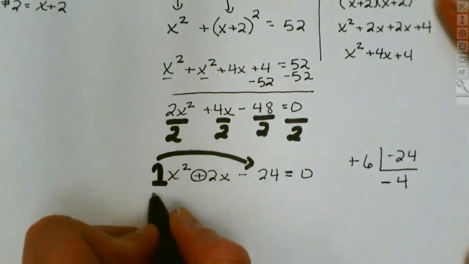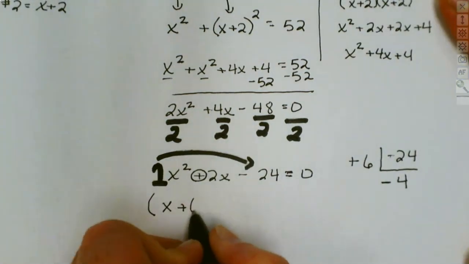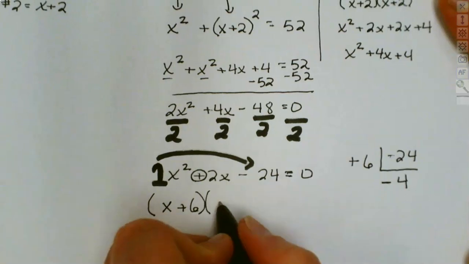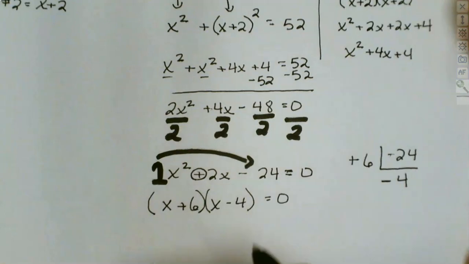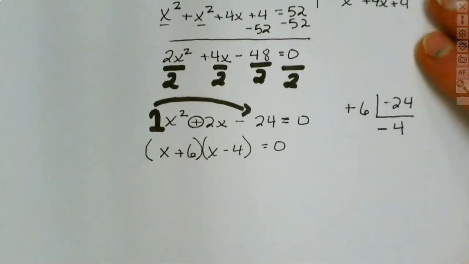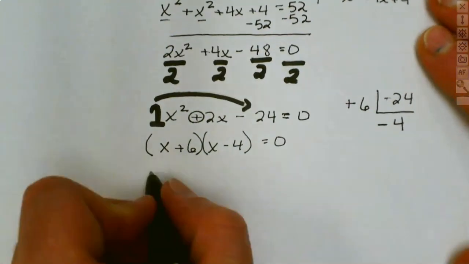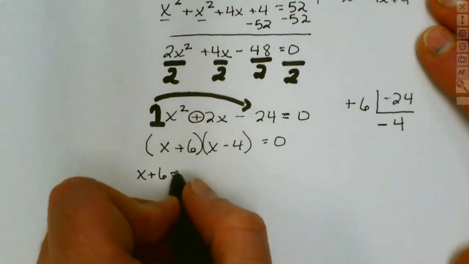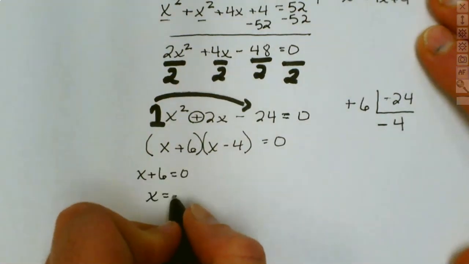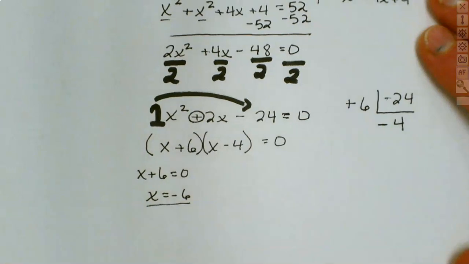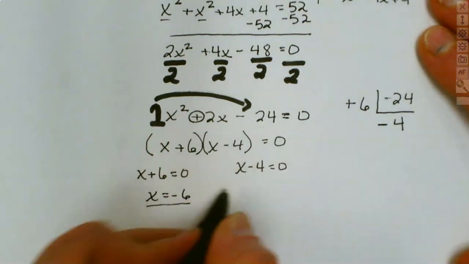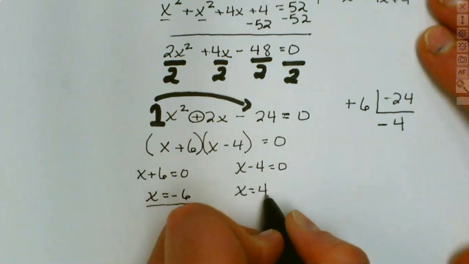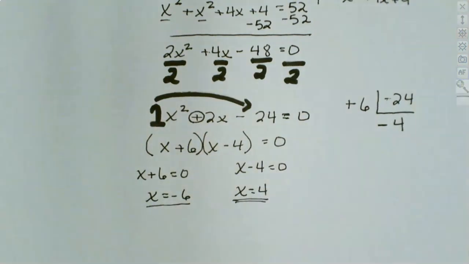Jumping to my factors, I then have x plus 6, x minus 4 equals 0. Solve each piece, and so we have x plus 6 equals 0. Moving it over, we get x equals a negative 6. X minus 4 equals 0. That gives us x equals 4. So those are our two numbers.